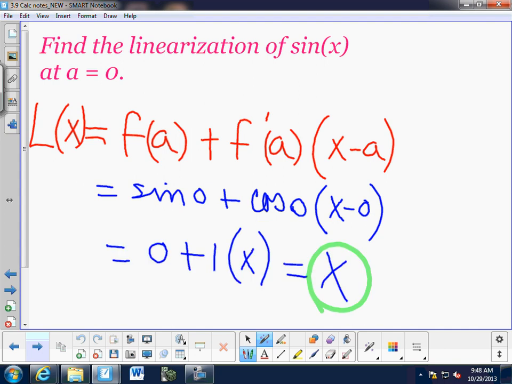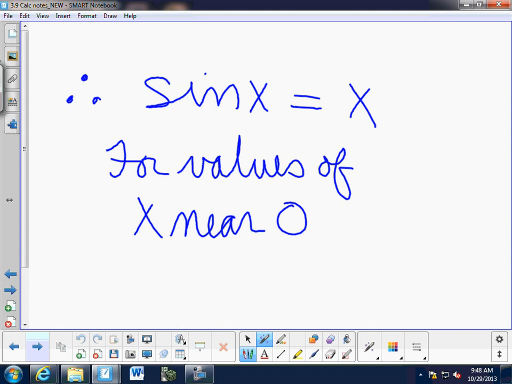Cosine of 0 is 1. X minus 0, and sure enough, solve the equation, you just get x. Woohoo! That's the linearization of the sine of x at a equals 0. It's the equation of the tangent line. Already said this, right? Sine of x equals x for values of x near 0.